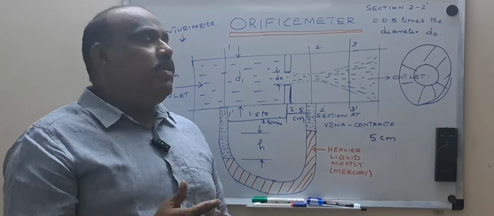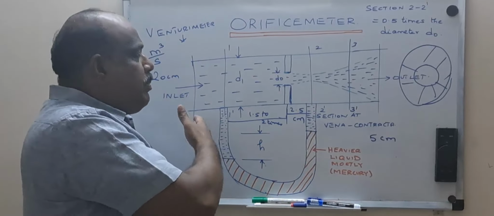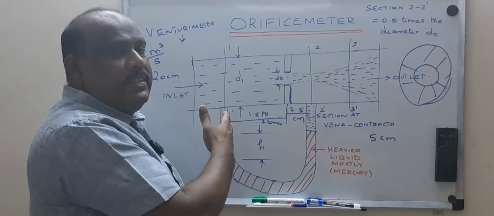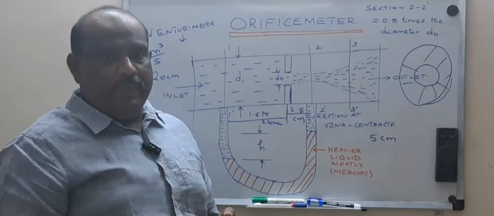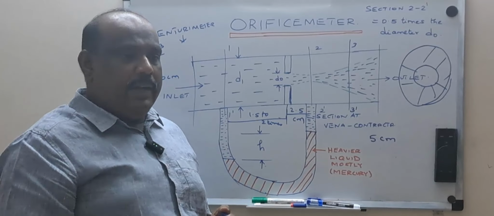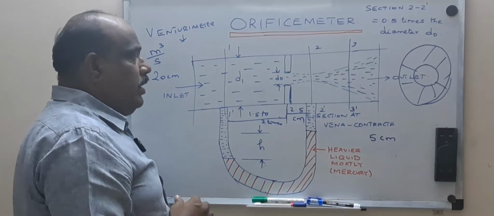The second thing is the 1 dash can be located anywhere because the pressure drop length is much more. But even then the general thumb rule is it is 1.5 times to 2 times the diameter of the pipe. Any doubts so far? Okay, no doubt. Very good.